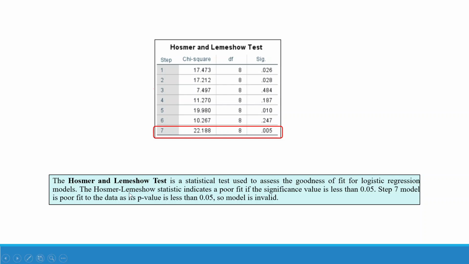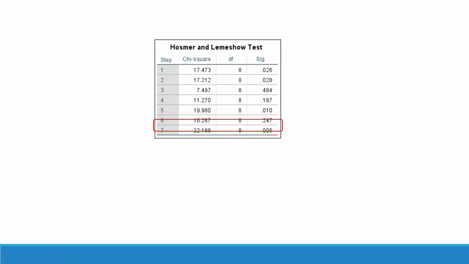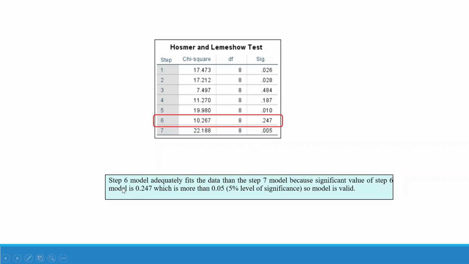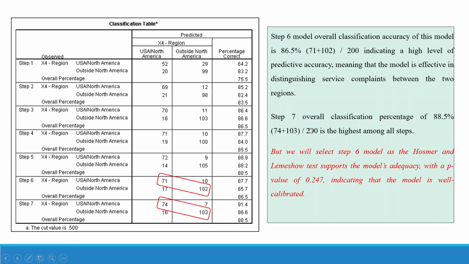Step 7 model is a poor fit to the data as its p-value is less than 0.05. So the model is invalid. So we will proceed to the top. We always move from bottom to top. Step 6. Step 6 model adequately fits the data, unlike step 7, because the significance value of the step 6 model is 0.247, which is more than 0.05. So the model is valid. So stop here.